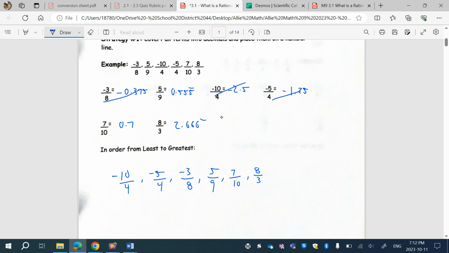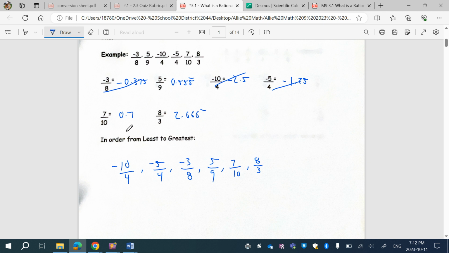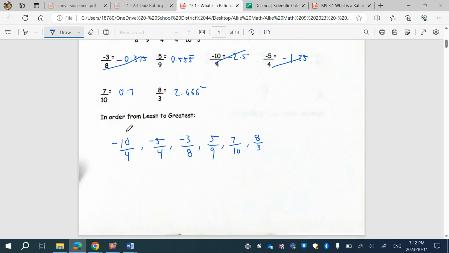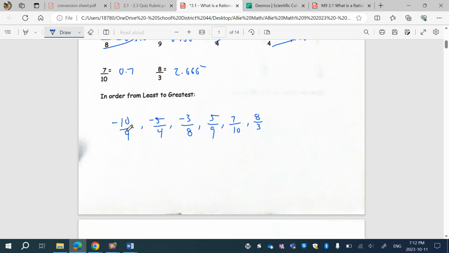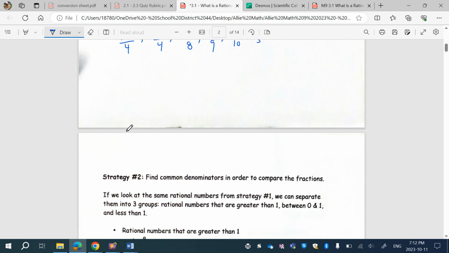I find it to be the easiest personally. It's easier to see in decimal form, I think, than in fraction form. So that's one way to do it, and for me the best way, but they might ask you to use a specific way. It's good to know. And I'll show you the next way down here.